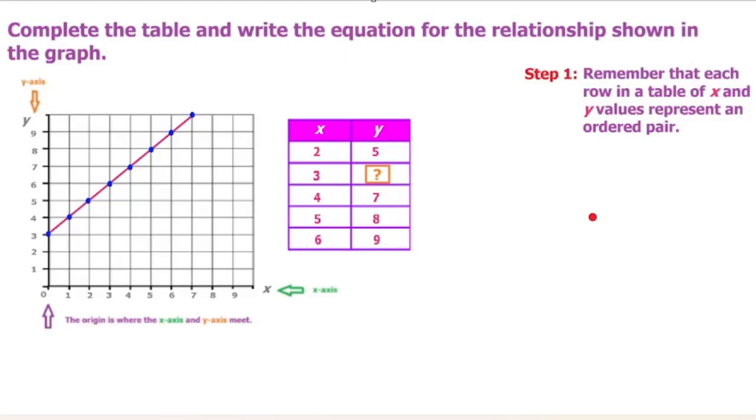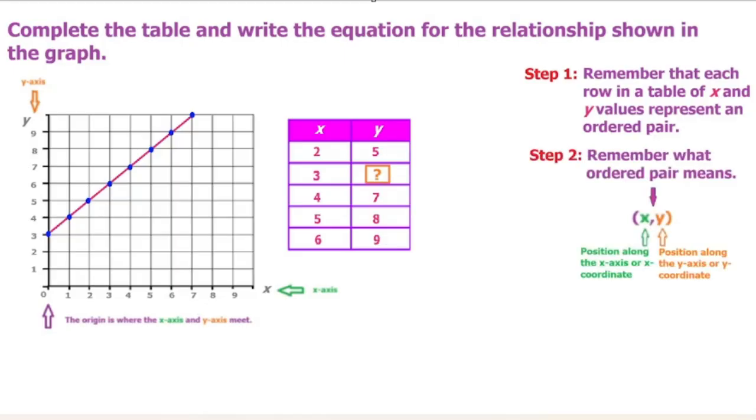First thing, remember that each row in a table of x and y values represents an ordered pair. And then remember what an ordered pair means. Here's the x and here's the y. An ordered pair tells you the position along the x-axis, or the x-coordinate, and then the y tells you the position along the y-axis, or the y-coordinate, and this is the ordered pair.